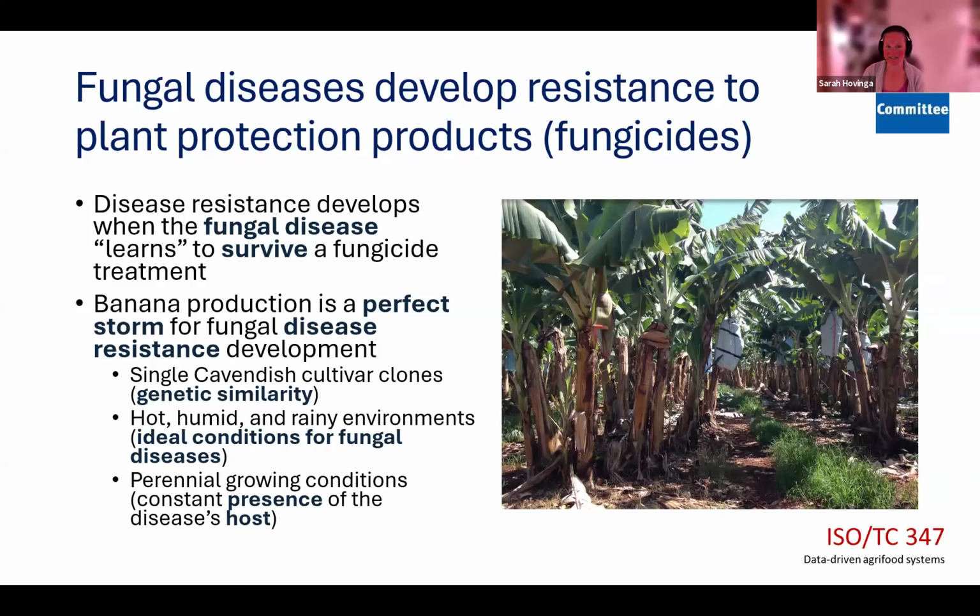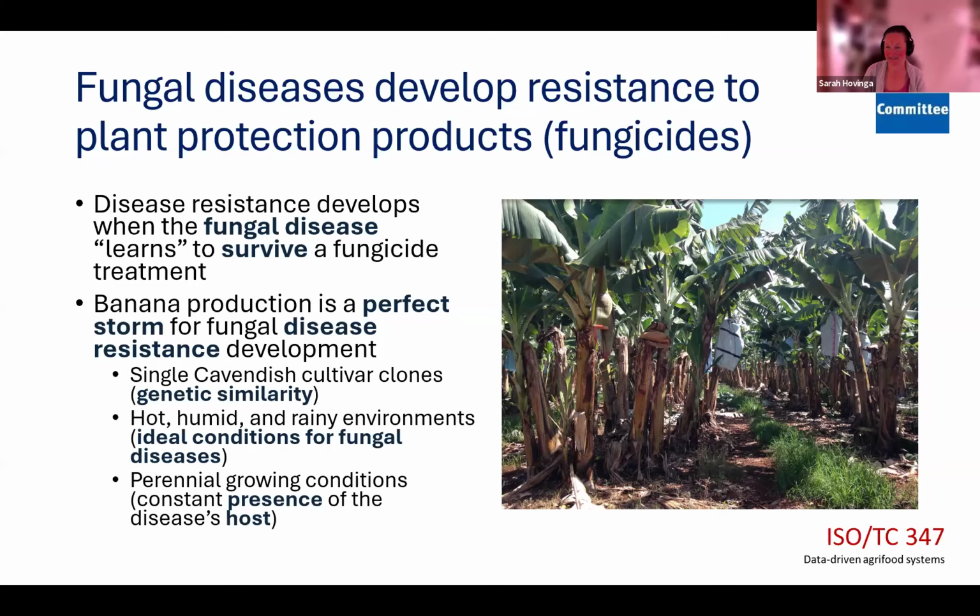And so fungal diseases develop resistance to plant protection products. And what's happening? This is happening when the disease is essentially learning to survive fungicide treatment. Fungi are reproducing very quickly, especially under ideal conditions. And each time a fungicide is sprayed, most fungi are killed, but a few may have naturally survived due to traits that are letting them survive those treatments. Those survivors are multiplying and passing on their resistance.